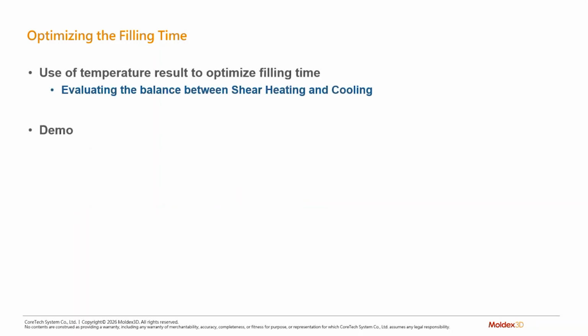So now that we've covered those basic estimates, let's take a look at some more practical ways to judge the filling performance. The filling melt front time alone is not going to tell us whether the process is truly optimized. So the next step is to use the temperature result. Here we're going to use the temperature isosurface to evaluate the balance between shear heating and cooling. The isosurface is going to help us see the temperature distribution at a specific value, so we can inspect how the melt behaves across the part during filling.